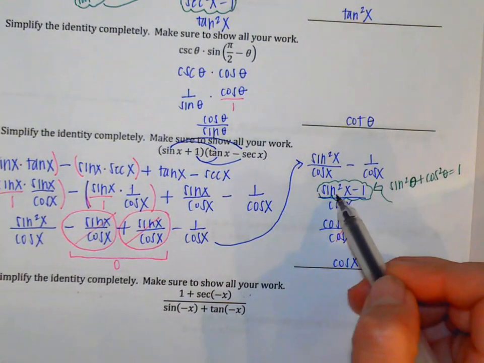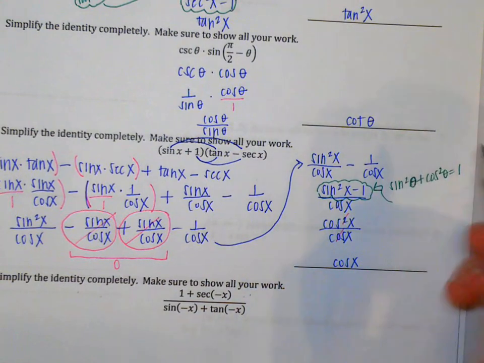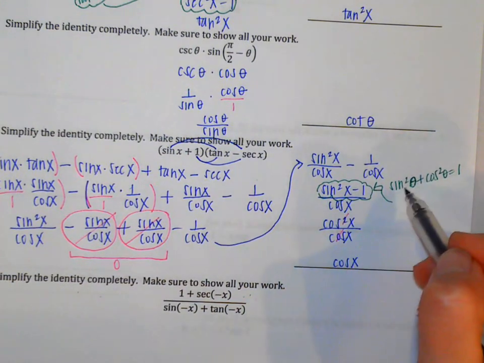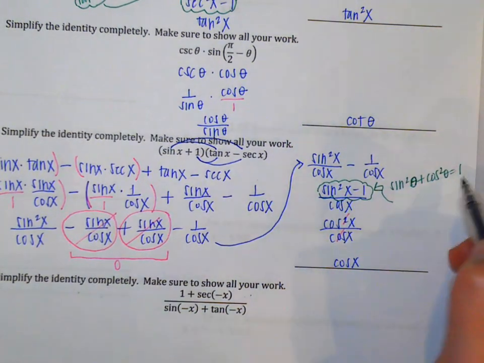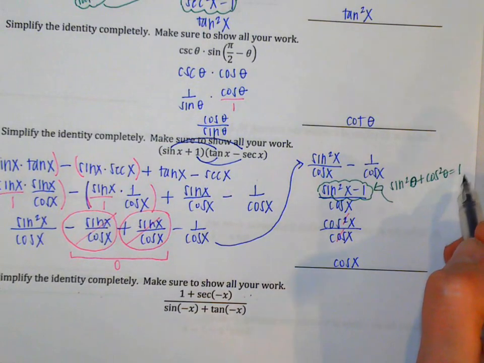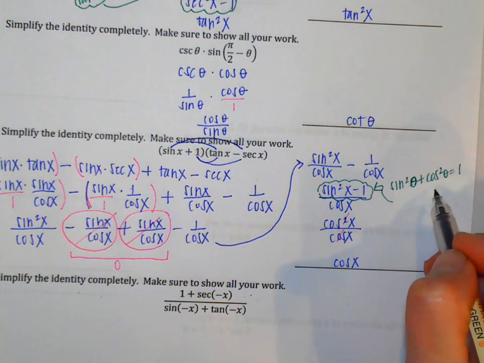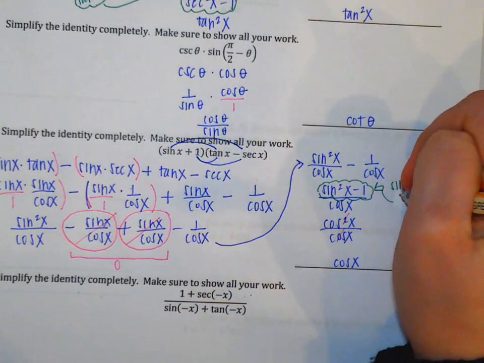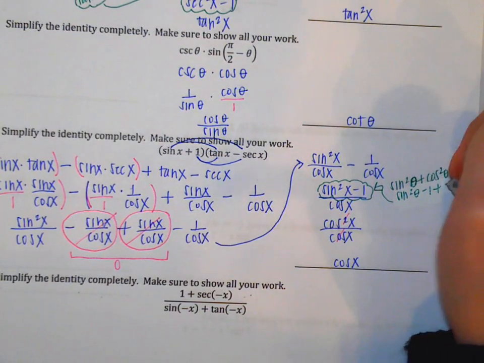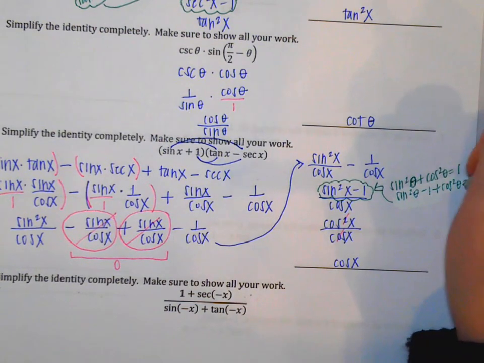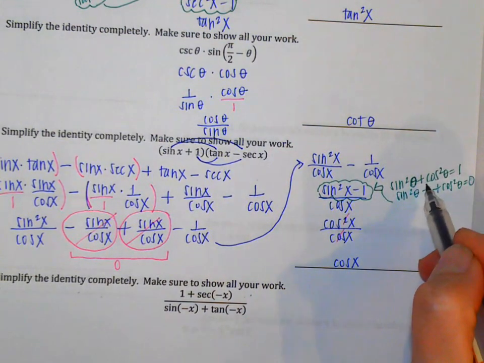We want it to be sine squared x minus 1. Now the sine is what's positive. When I moved it over here, I made the sine negative. So that's where it gets you. In fact, we want the 1 to be negative. So I'm going to move the 1 over here, and that's going to be sine squared theta minus 1 plus cosine squared theta equals now 0. So we moved the 1 over.